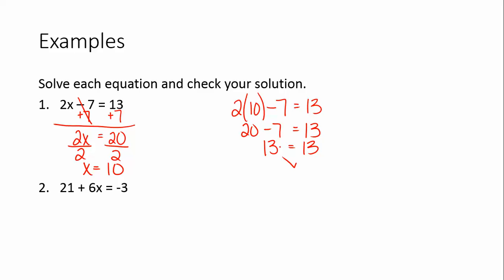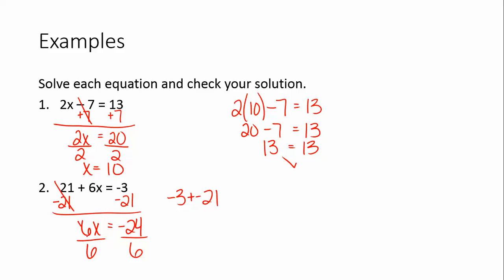Number 2, we have 21 plus 6x equals negative 3. So we're going to subtract 21 from both sides. That's going to give us 6x equals, now remember, it's like subtracting 21, or you could think of it as negative 3 plus a negative 21. Those numbers have the same sign, so we need to add them, and they're going to be negative, so negative 24. Now we divide both sides by 6, and we get that x equals negative 4.